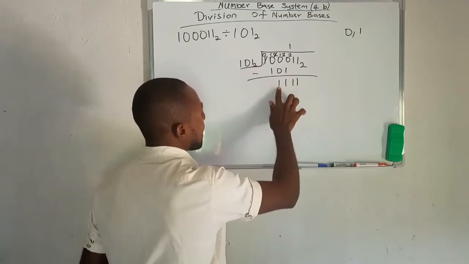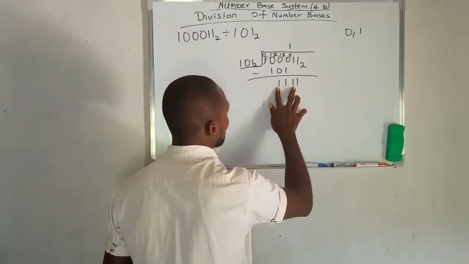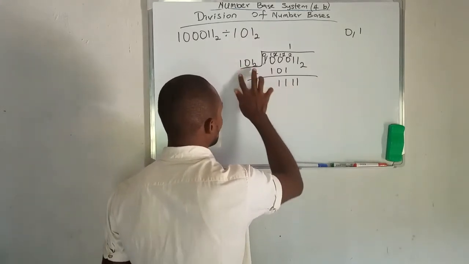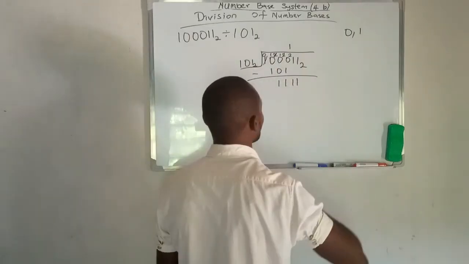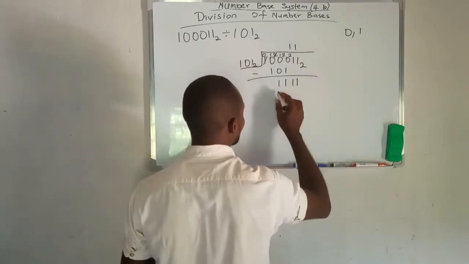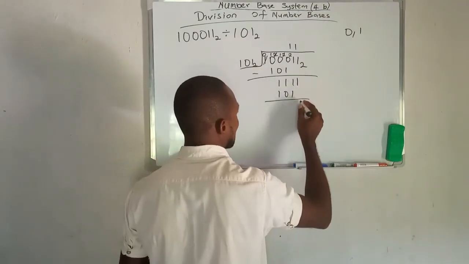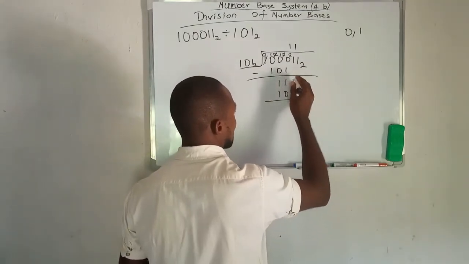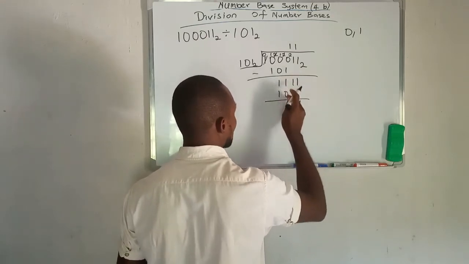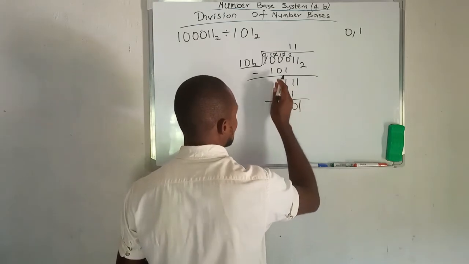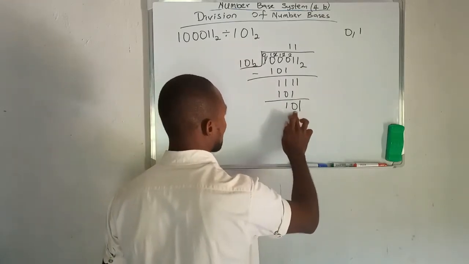So the next thing we are going to do now is to use this to divide this. We have 1111 here, and 111 is greater than this, so we use 101 to divide 111, and then we multiply this by 1. So we have 101 here, and then we subtract. So we have 1 here, bring down this, and we have 1 minus 1, which is 0, and then we have 1 minus 0, which is 1. Then 1 minus 1 is 0. So we now have 101 here.